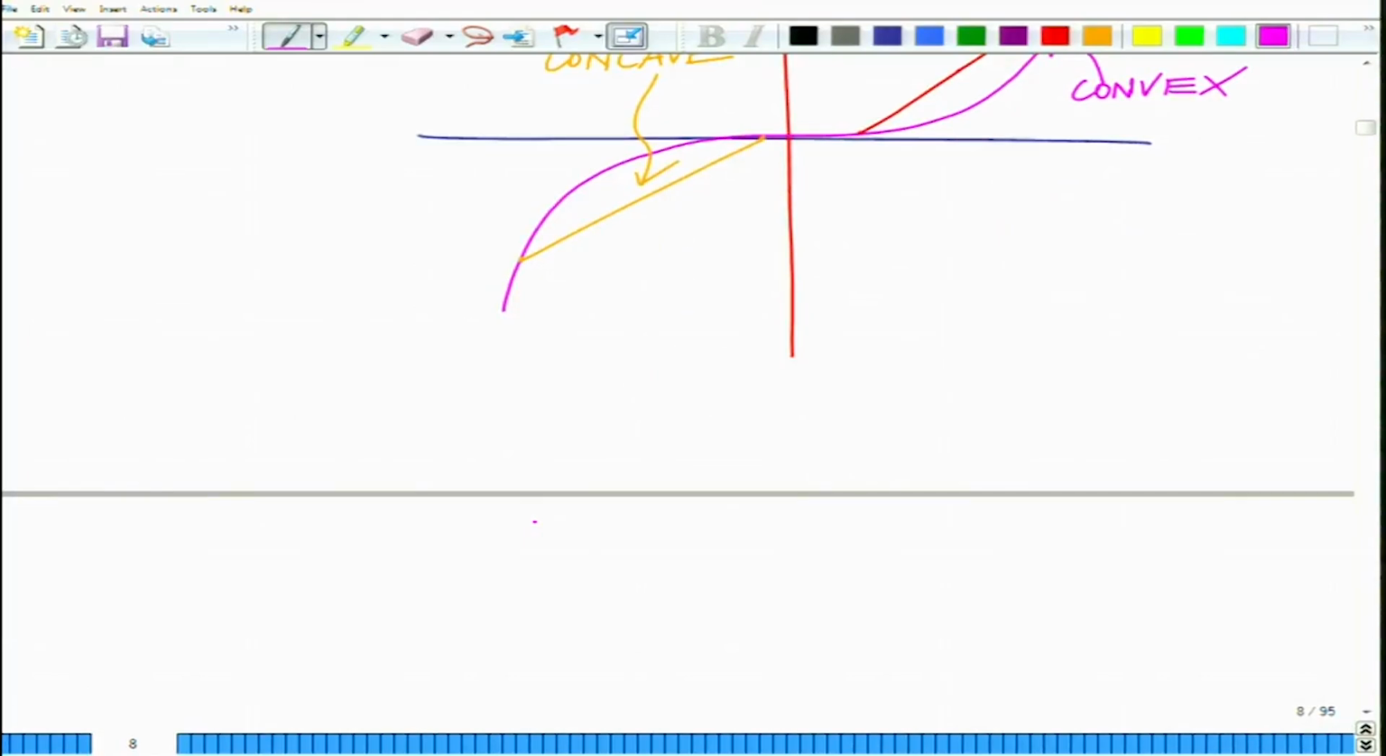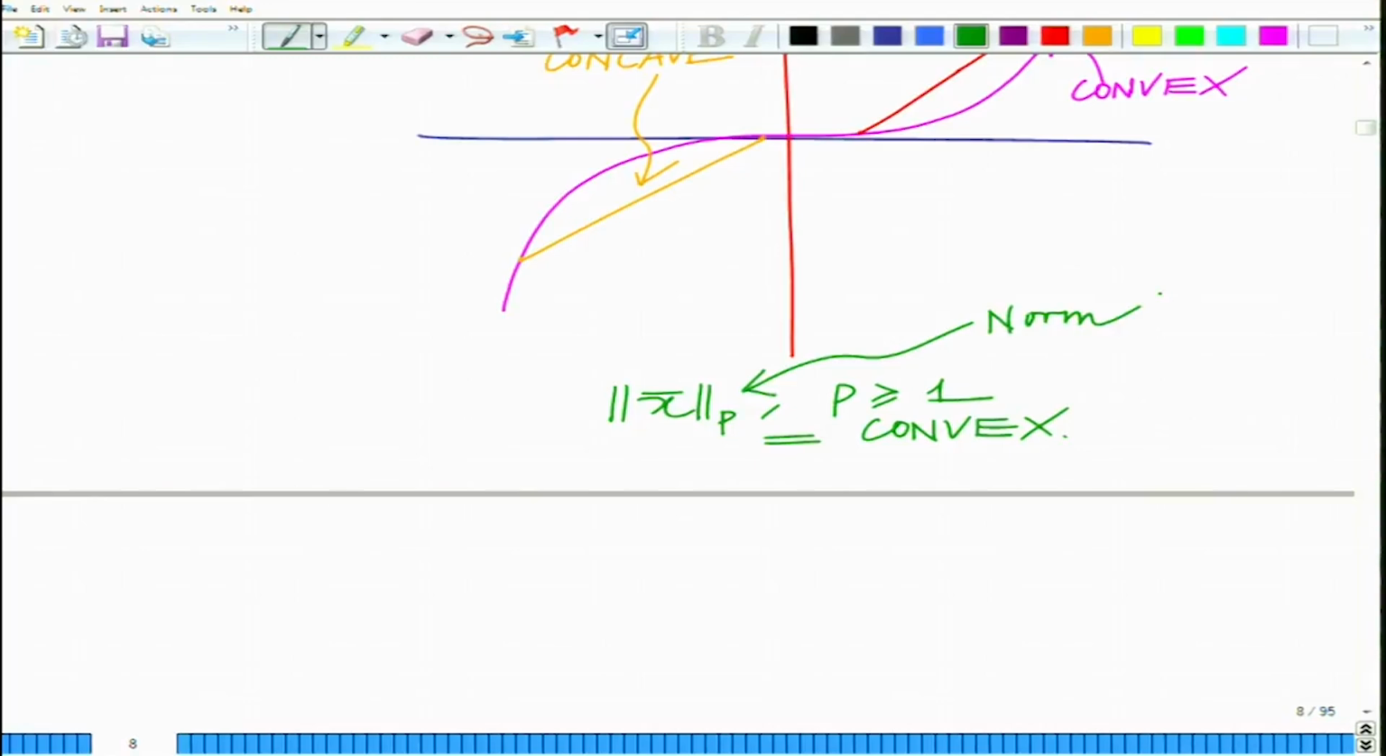Further, one can show, and we can check this later, that any norm, the p norm of x, for p greater than or equal to 1, which is of course a function of a vector, is convex. We will keep this for later, but this is important: the p norm for p greater than or equal to 1 is convex.